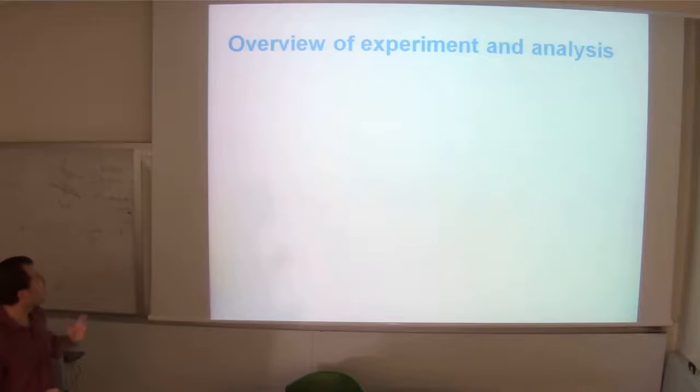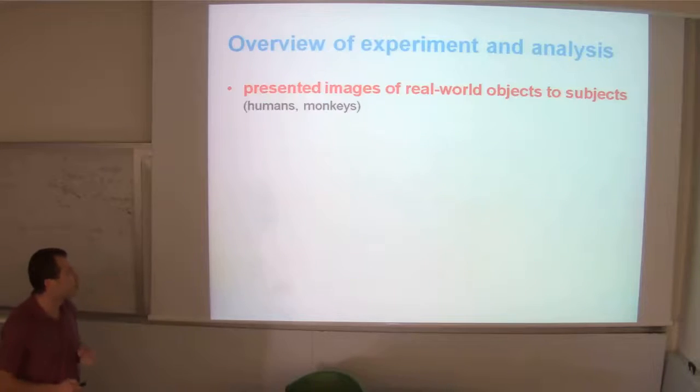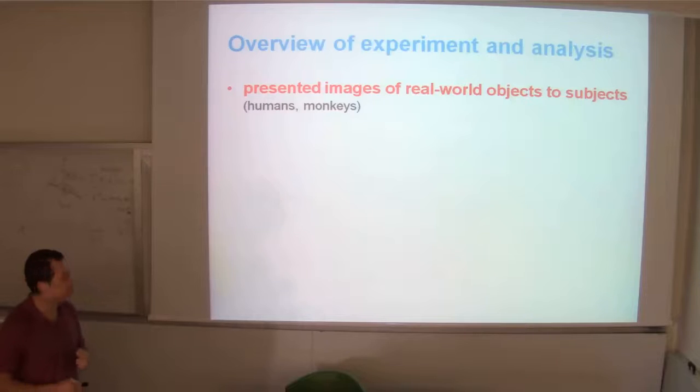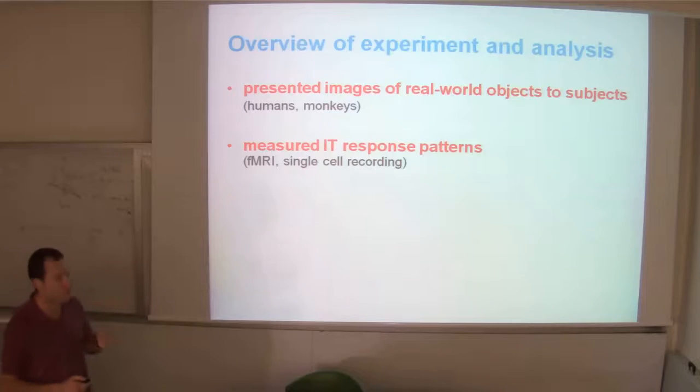So let's start with the overview of the experiment and analysis. They presented images of real-world objects to monkeys and humans. Then they measured the IT response patterns, with single cell recording and fMRI. You see the difference? For the monkey it's single cell recording, and for the humans it's fMRI. It's a totally different method. Another question: can we compare? Is it correct to compare? And why is there a reason to compare between both of them?